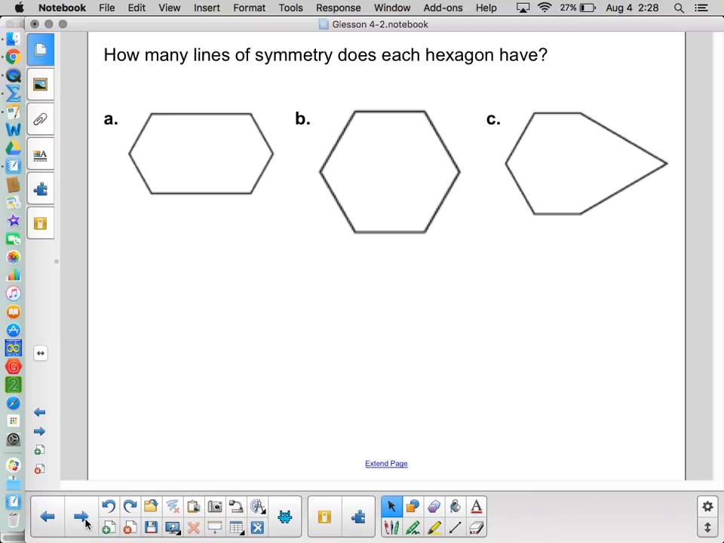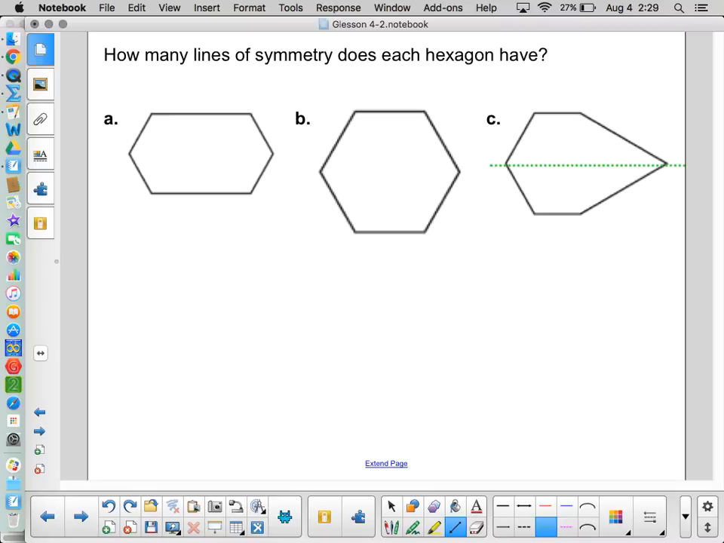And symmetry is something you should be very familiar with. I know you've worked on this before. But identifying lines of symmetry is important. How many lines of symmetry does each hexagon have? In other words, how many different ways is it symmetric? C is the easiest one, so we'll start with C. There's just one line of symmetry. If I reflect over that line, if I fold it over that line, I get the same thing.